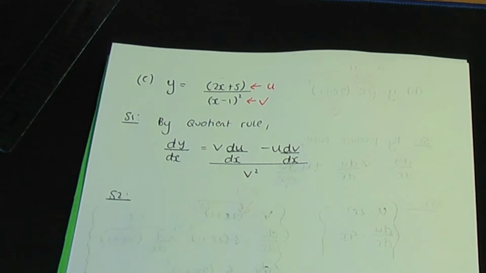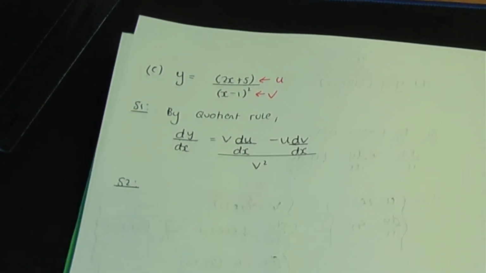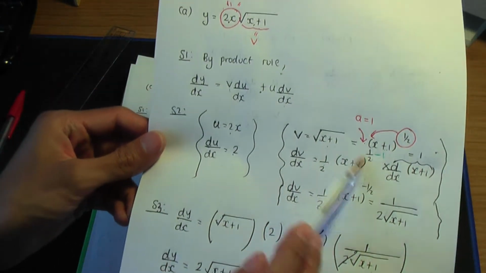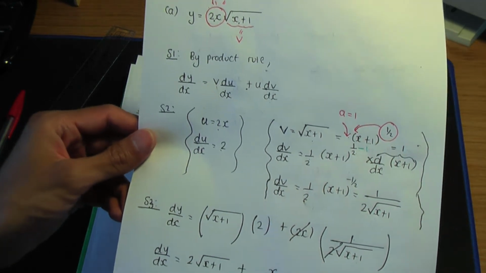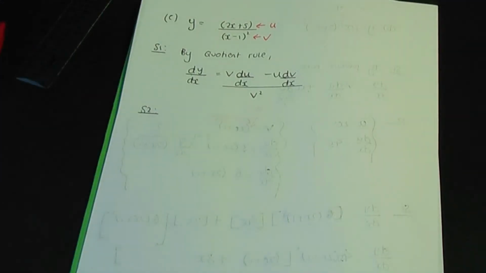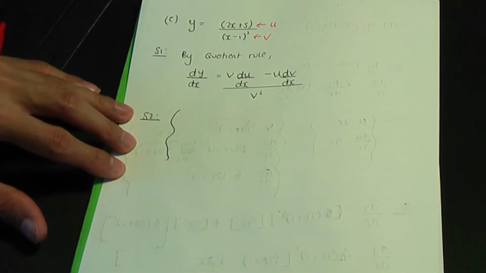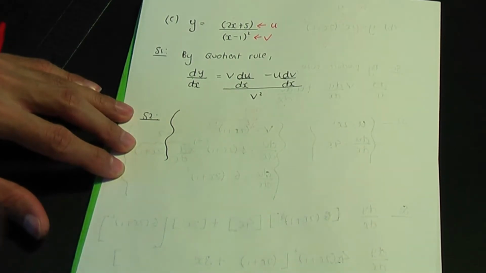Okay, so that is our quotient rule. Now, just as I've done with the product rule, I'm going to do 2 side calculations for du over dx and dv over dx. So just as I've done earlier with the product rule, let me start off by writing a side calculation for du over dx.